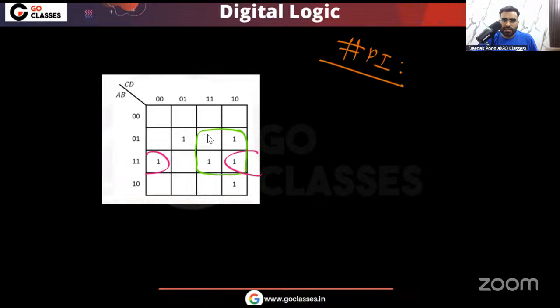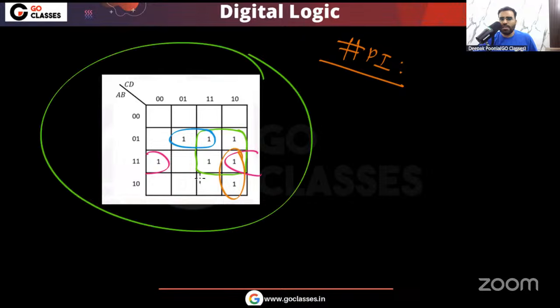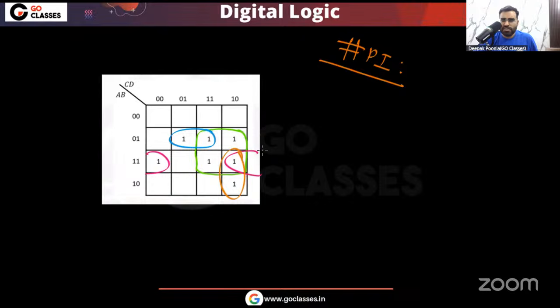Next, you can see that this is also a PI. This is a maximal cube covering one cells. Next, this is also a PI. So remember, the definition of PI is very simple. From the K-map point of view, a prime implicant is a maximal cube covering one cells or don't cares, but here we don't have don't cares, so let's not worry about it. Here you can notice that we only have 4 prime implicants: 1, 2, 3, 4. So the number of prime implicants is 4.